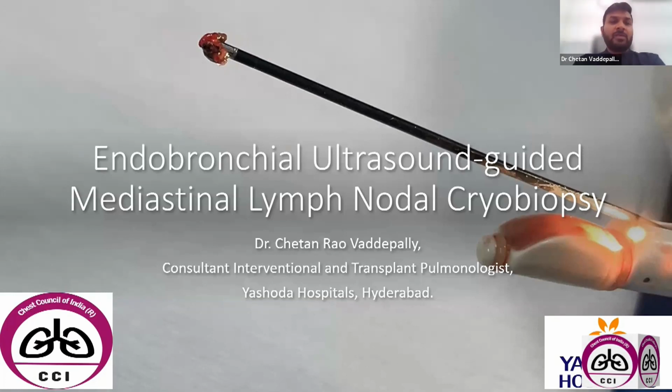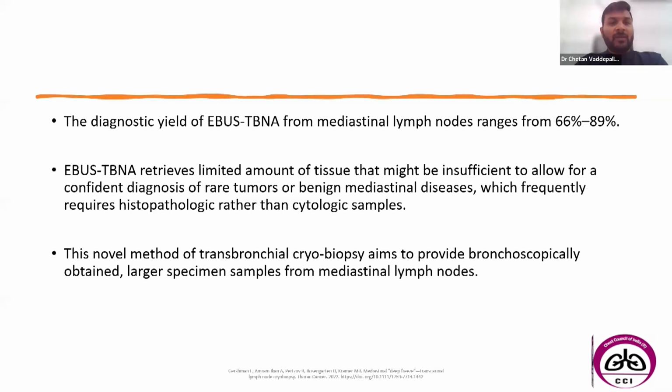Over the next few minutes, I would be discussing this novel technique of endobronchial ultrasound-guided mediastinal lymph nodal cryobiopsy. As you all know, EBUS TBNA has marked its place in the diagnosis of mediastinal lymph nodes, and the diagnostic yield of EBUS TBNA from mediastinal lymph nodes ranges from 66 to 89%. EBUS TBNA retrieves a limited amount of tissue that might be insufficient to allow a confident diagnosis of rare tumors or benign mediastinal diseases, which frequently require histologic rather than cytologic samples. So this novel method of transbronchial cryobiopsy aims to provide bronchoscopically obtained larger specimen samples from mediastinal lymph nodes.